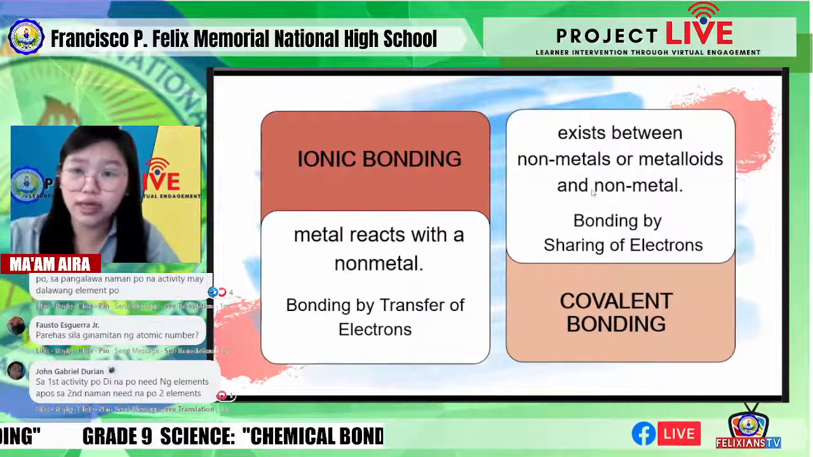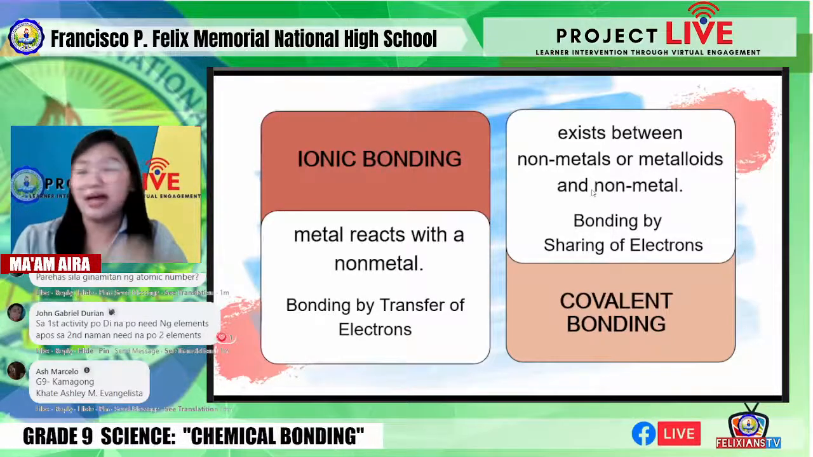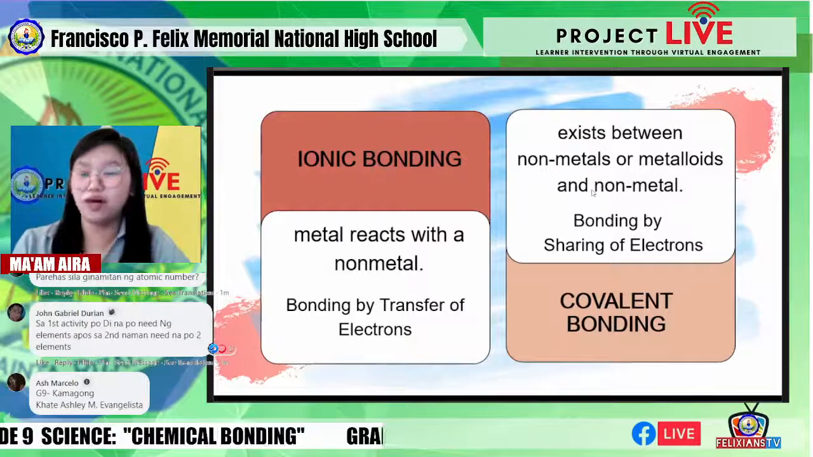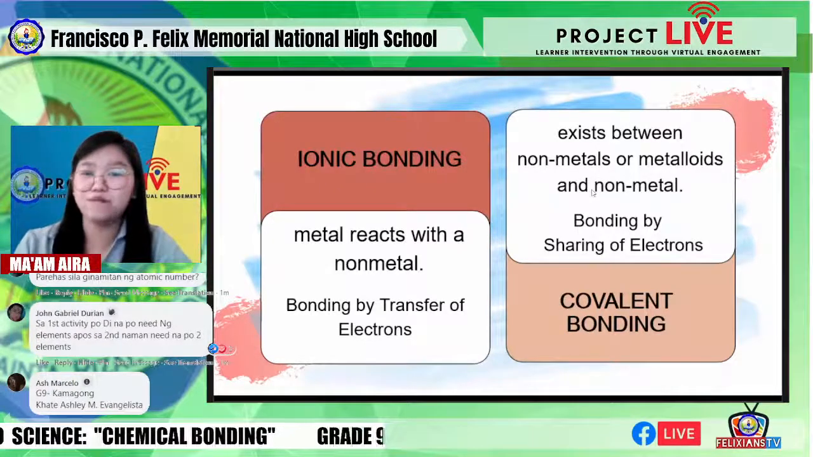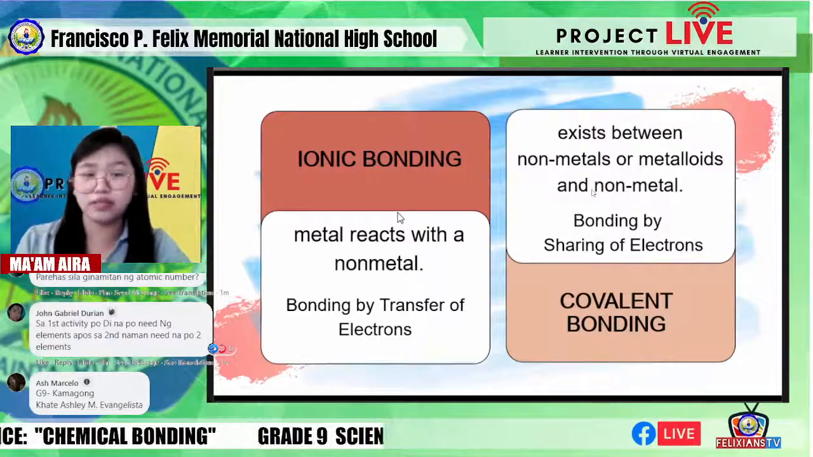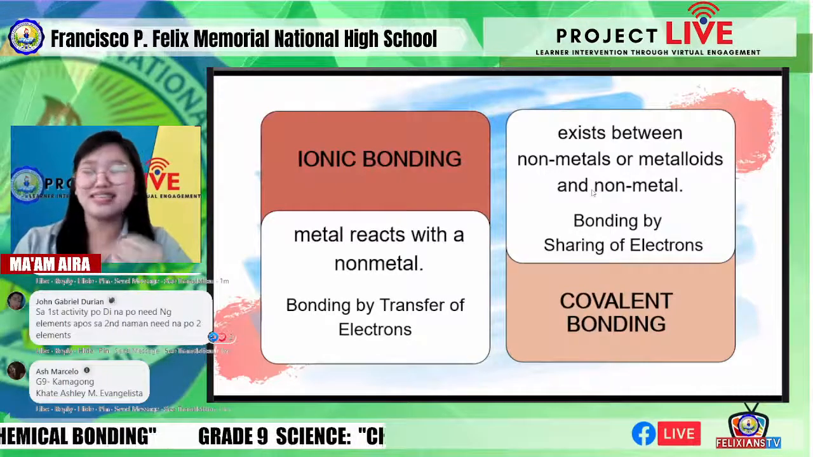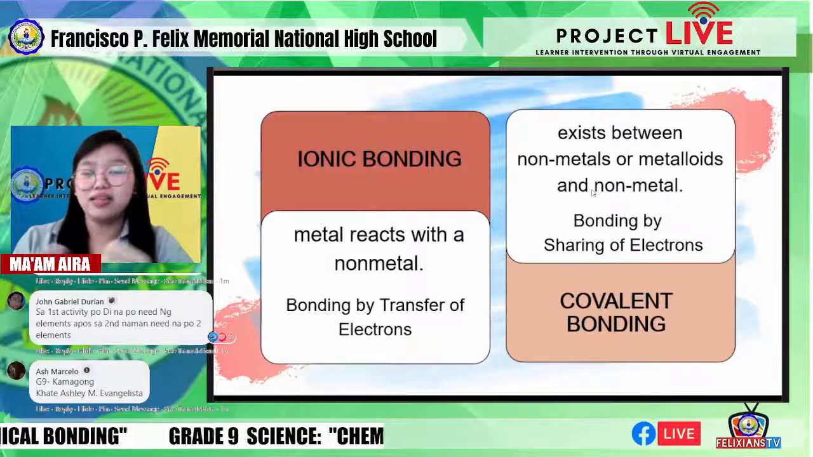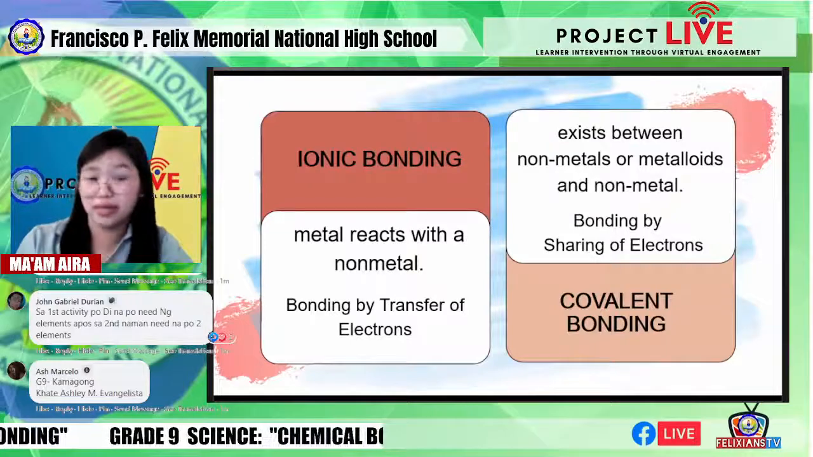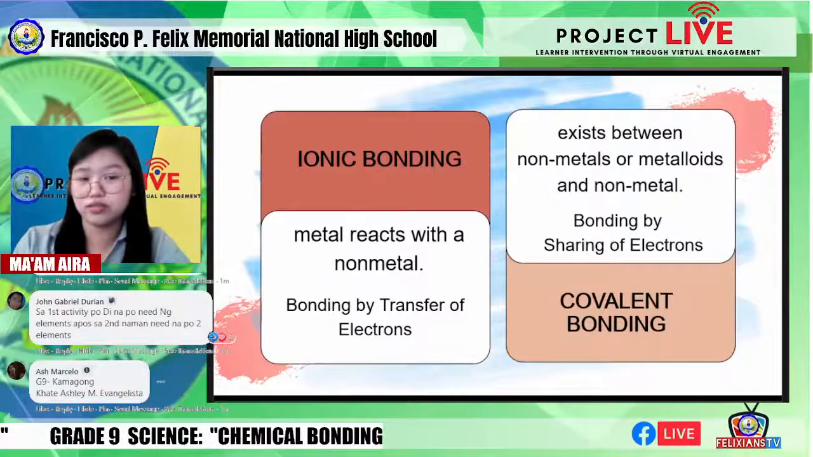When we talk about ionic bonding, it pertains to an interaction between, again, two elements, but this time it involves one metal and one non-metal element. So you have to be reminded na kapag pinag-uusapan natin ay ionic bonding, ang magkakaroon lamang po ng interaction with one another is one metal and another element which is a non-metal. So metal to non-metal. And this is possible by the transferring of electrons.